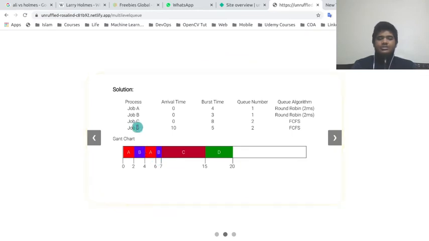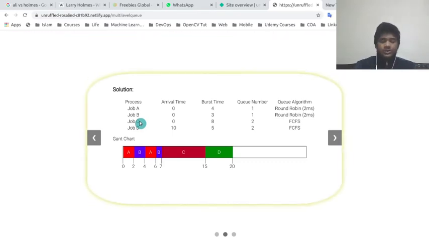After that, job C and job D start getting executed, and they're executed in first come first serve. Since job C has arrival time before job D, job C will get executed first and job C will complete. After that, job D will complete, and with that, all these 4 processes belonging to 2 different queues get executed. So this is an example of a multi-level queue algorithm.